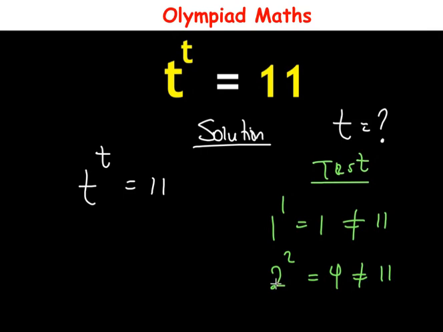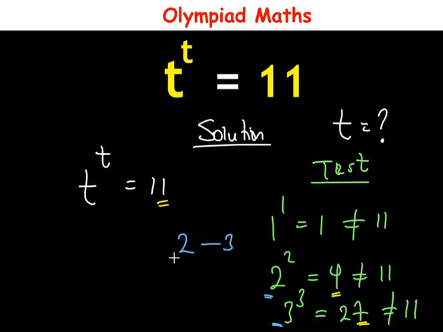Now, if you go ahead to try 3 raised to power 3, this is equal to 27, and is obviously not equal to 11. But then looking at it, number 11 is in between 4 and 27. That is, it's in between 2 and 3. So 2 and 3, that is where the number 11 is. But then, to find the exact number that will give us 11, the number will be in between 2 and 3. That is a decimal number, something in the form of 2.1, 2.2, 2.3, thereabout.